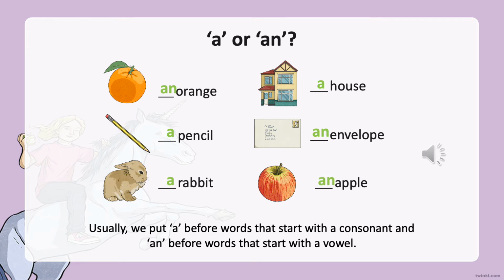Can you work out whether you use a or an? Usually we put a before words that start with a consonant and an before words that start with a vowel. You have orange, pencil, rabbit, house, envelope, and apple.